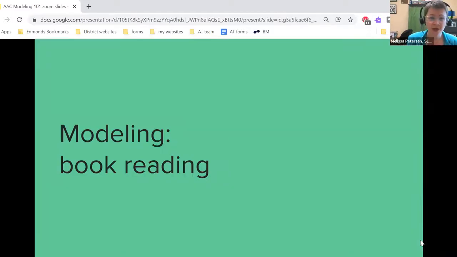So let's talk a little bit more about something we do a ton in our classrooms, reading. Reading together with students is a great place to do some AAC modeling.